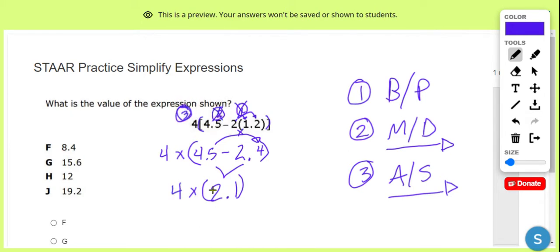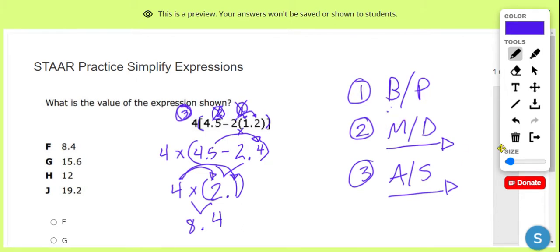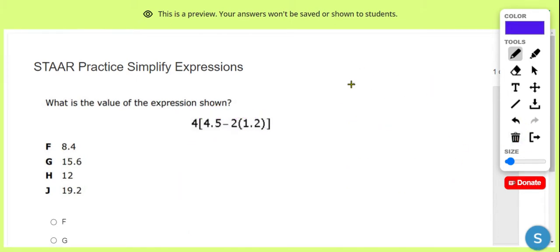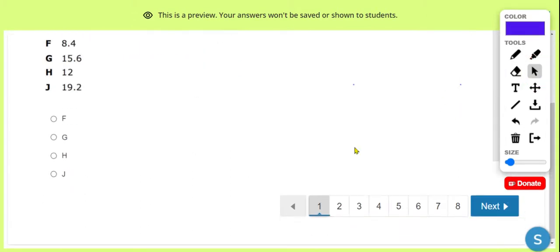The last thing we're going to do is multiply. So 4 times 2 is 8. And 4 times 1 is 4. There we go.